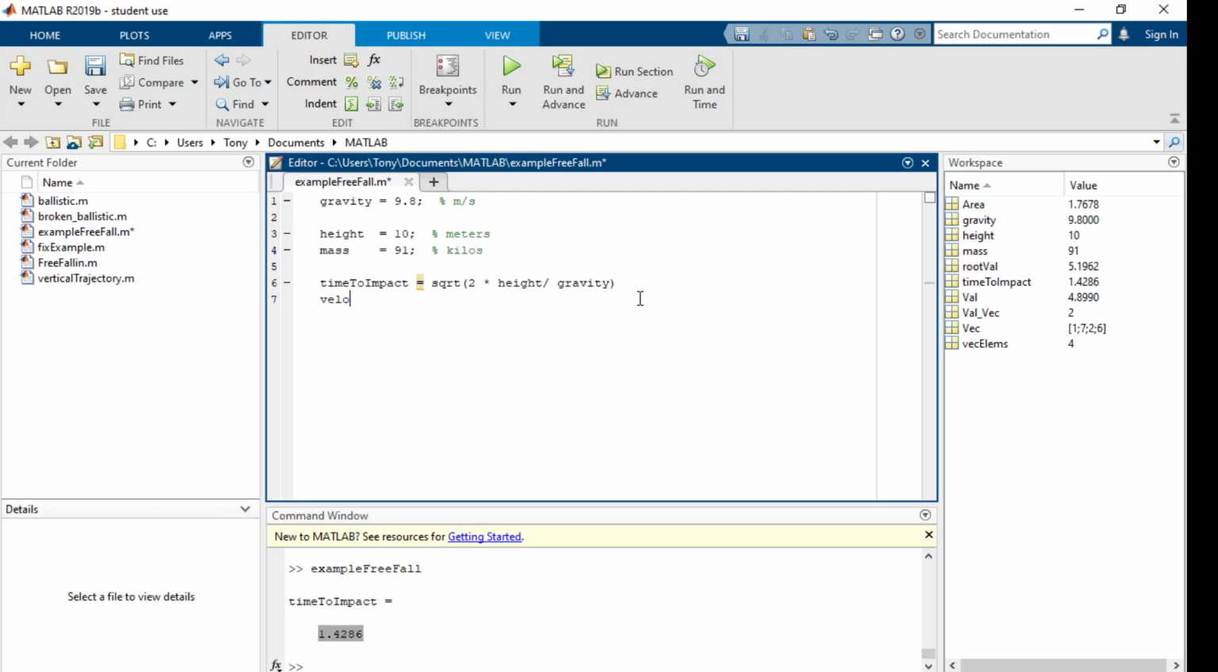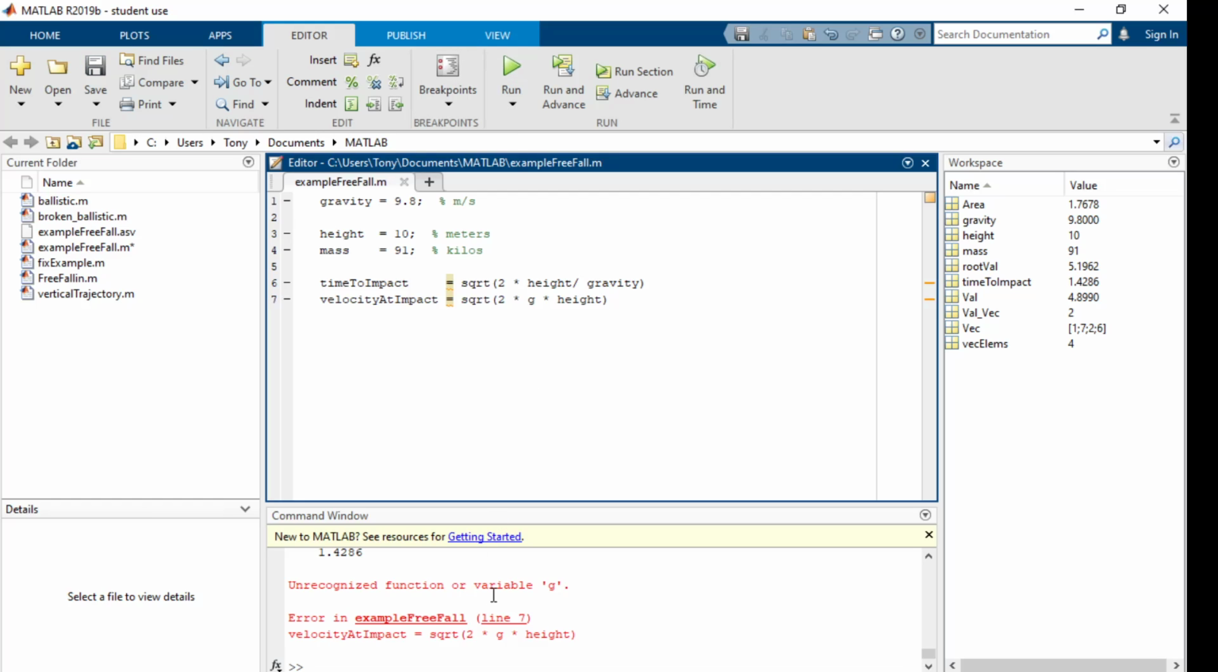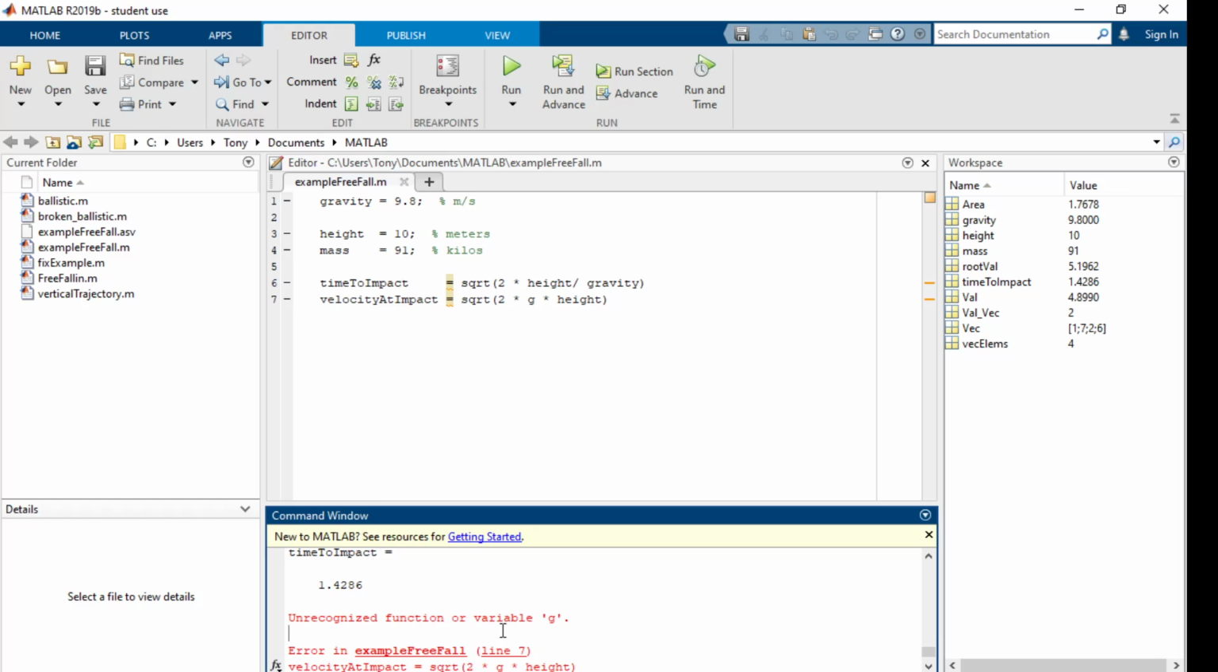So velocity at impact. I could just call it velocity. That would be fine, but I am calculating a very specific value. So my velocity at impact, then, the formula for that is the square root of 2 times the gravity times the height. All right, and I'm going to leave that without a semicolon again so I can test it out again. And oh my gosh, unrecognized variable g.